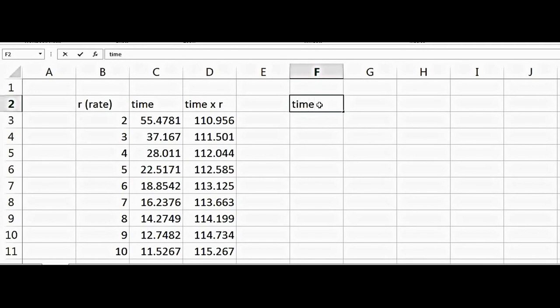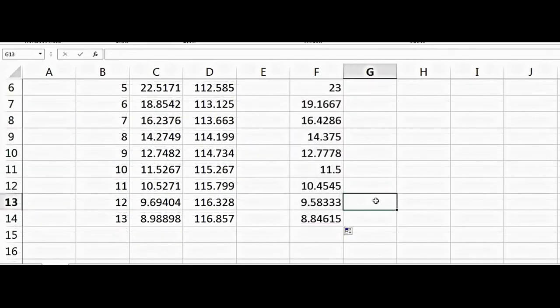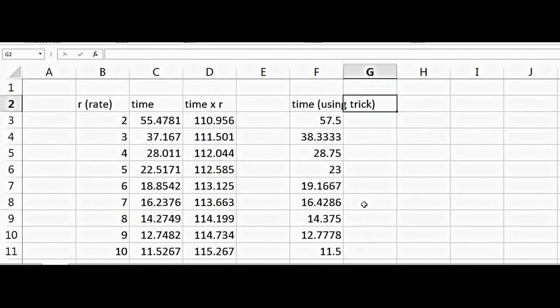So let's try to see what if we have used the trick, what should be the time. So the time using trick would be like this. So we have 115 divided by rate, so that's 57.5 years. So if you can keep extending it, it's like this. So if you compare anything, like for 6 years it says 18.85 years, but our trick says 19.16 years. So it is a good approximation.